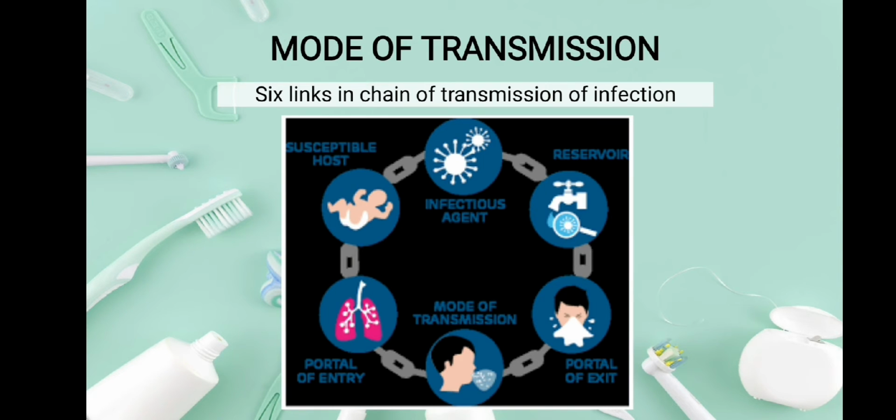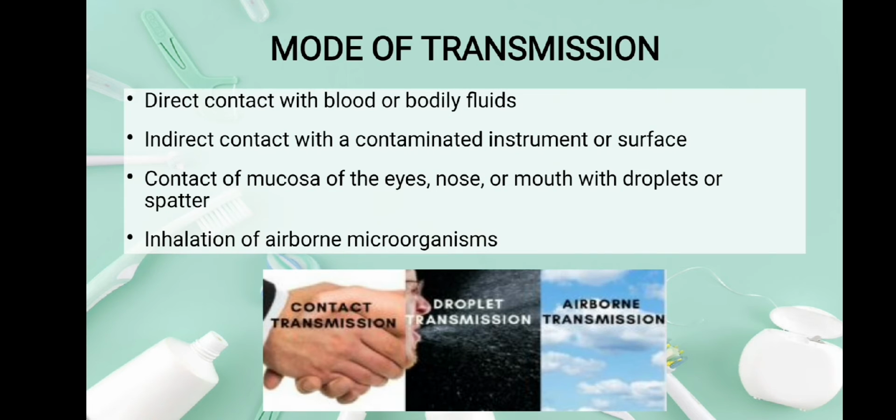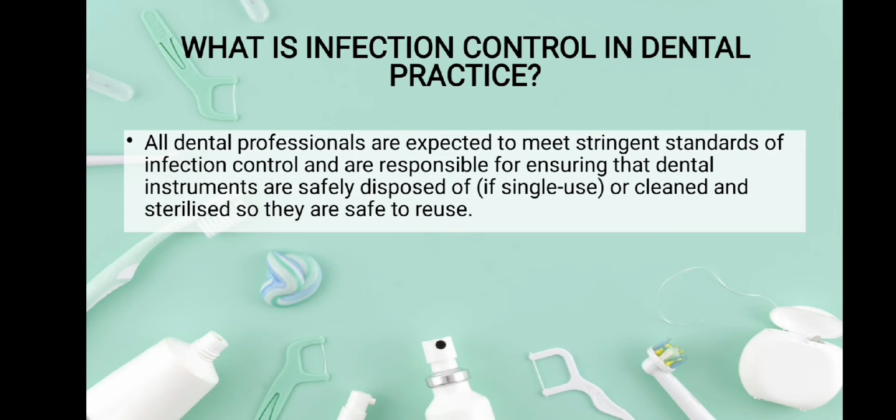There are six links in the chain of transmission of infection. These are the infectious agent, reservoir, portal of exit, mode of transmission, portal of entry, and susceptible host. Now, this can be transmitted through direct contact with blood or bodily fluids, indirect contact with a contaminated instrument or surface, contact of mucosa of the eyes, nose, or mouth with droplets or spatter, and inhalation of airborne microorganisms.